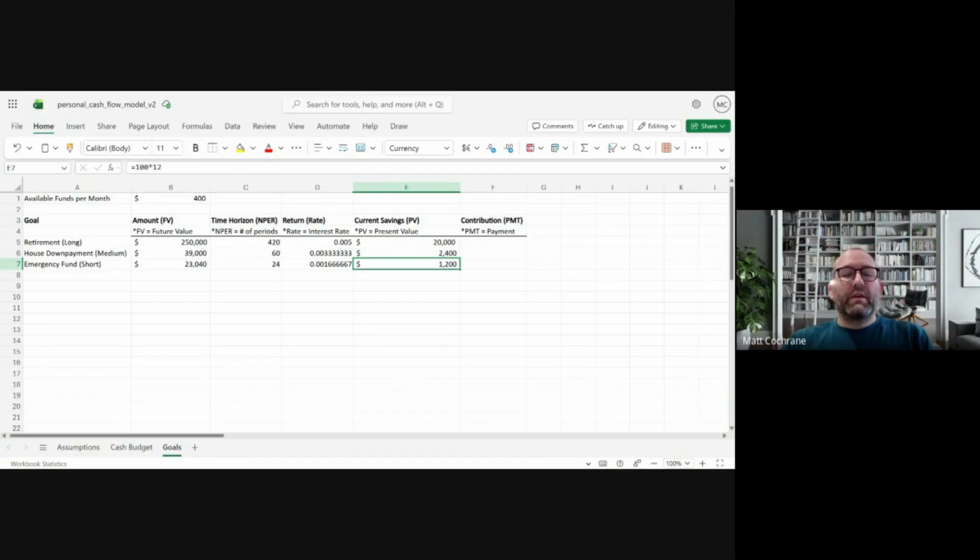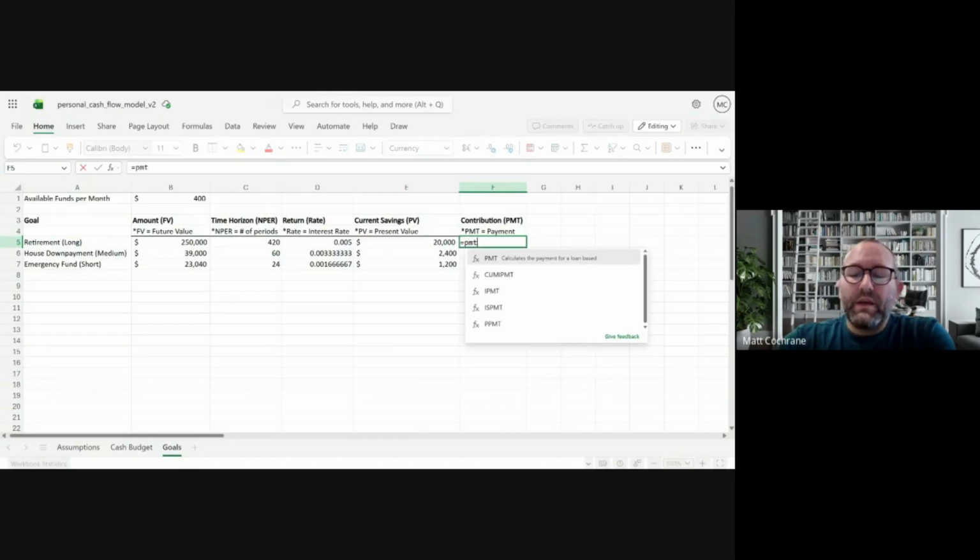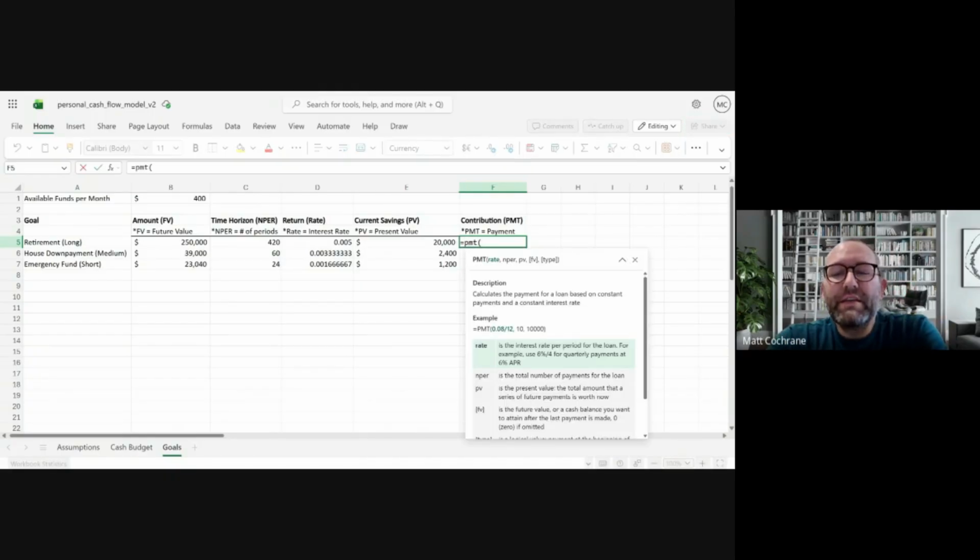Now, this is where you get into one of the powerful equations that are embedded within Excel. And that equation is the PMT equation. You can see that this column is named contribution. I've put PMT in the brackets there. PMT represents payment. And the reason I've done that is because if we click equals PMT and then open bracket, you'll see that there's a number of factors that determine what the payment is going to be.